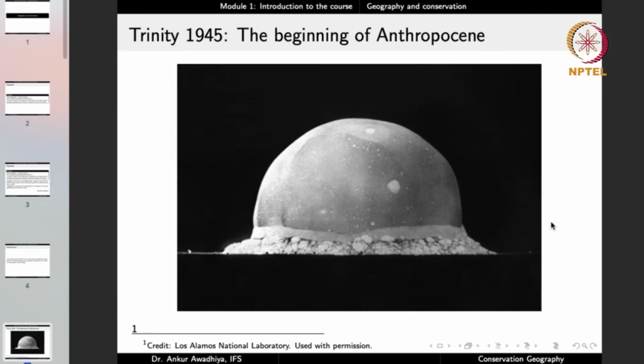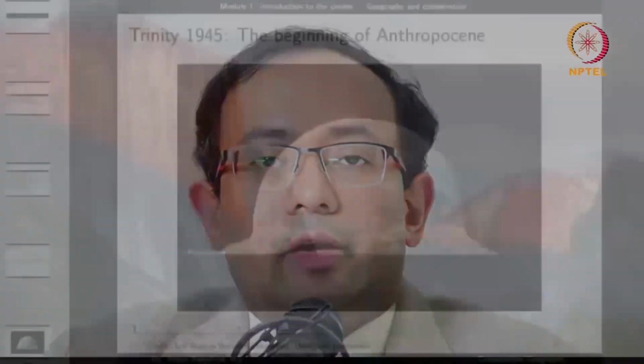So traditionally we take the Trinity explosion of 1945 as the beginning of Anthropocene, because we can divide all the time into the time of the nuclear age and the time before the nuclear or the atomic age. And the atomic weapons are now taken to be a representation of the significant human impacts. So from 1945 onwards, we say that this is the Anthropocene time period.